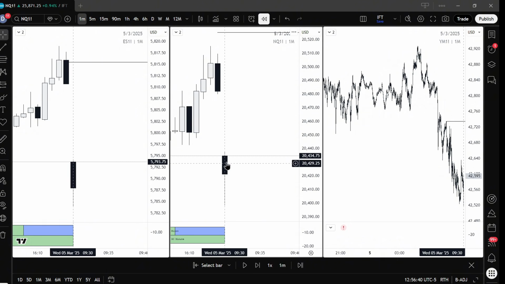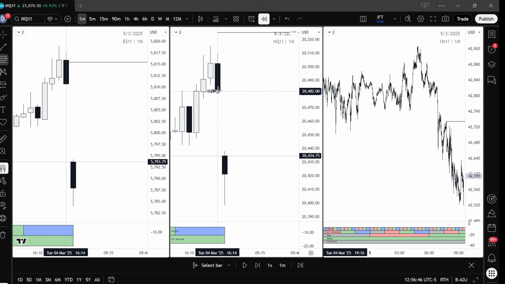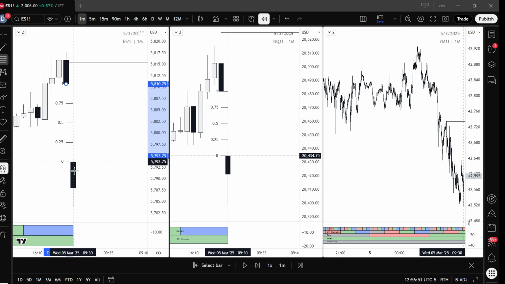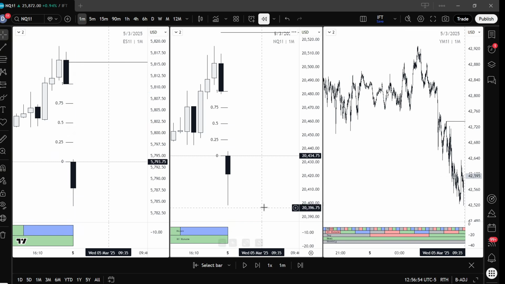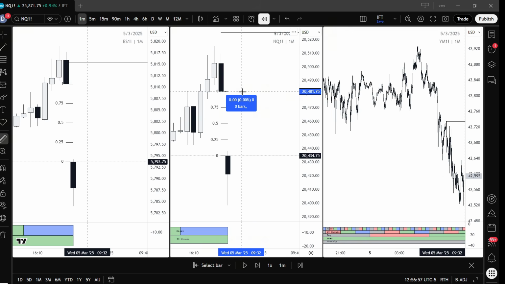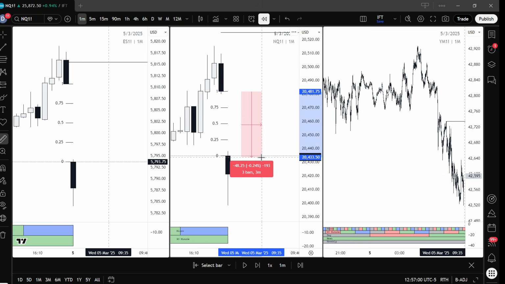So this is where it opened up, so it gapped down. I'm going to take my fib from the closing price of the previous day to the opening price of the current day. Do the same thing for S&P 500, close to open, and then what I do is measure the distance, holding shift, tapping on the screen, and seeing how big that gap is.